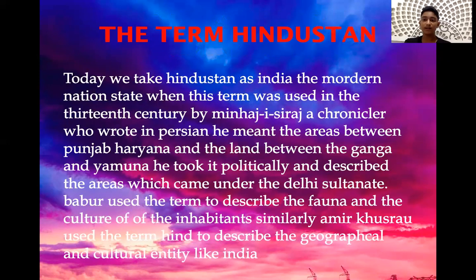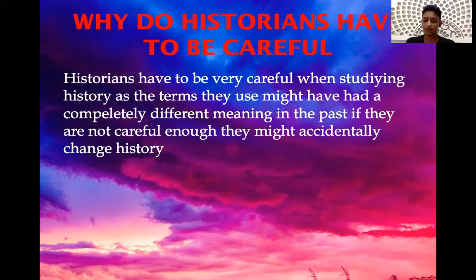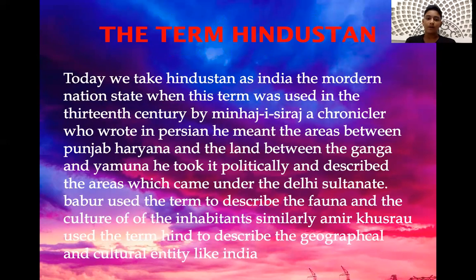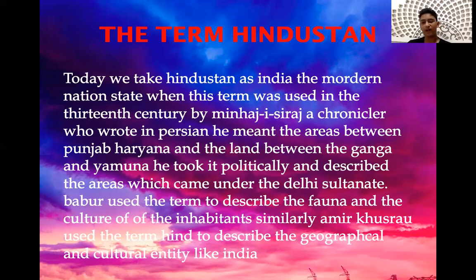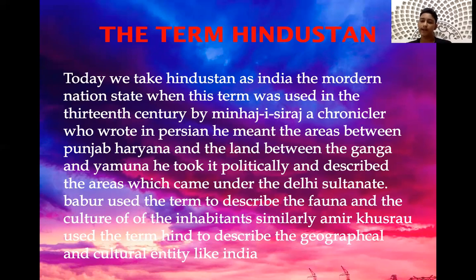So, let's take the term Hindustan, for example. Today, we take it as the modern nation India, whereas when it was used in the 13th century by Minhaj-e-Siraj, a chronicler who wrote in Persian, he meant the areas between Punjab, Haryana, and the land between Ganga and Yamuna. He took this politically and described the areas which were under the Delhi Sultanate.